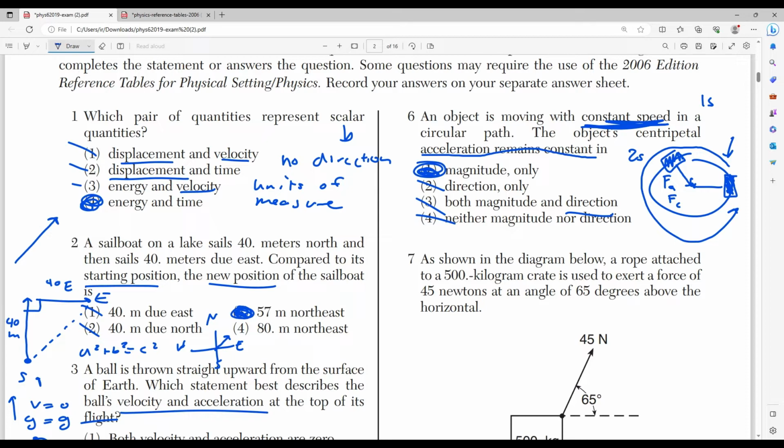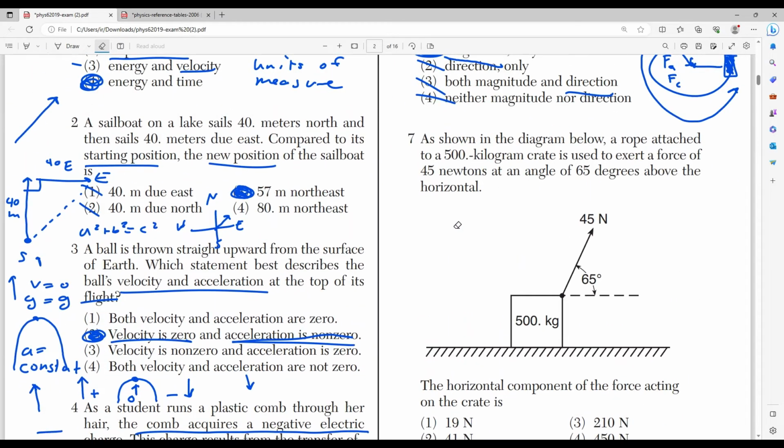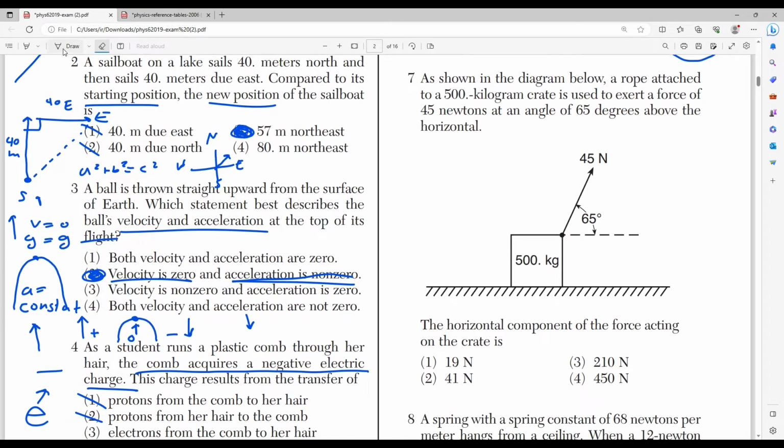But that still doesn't exclude it from having direction. So the direction of the acceleration is always going to be changing, but the value of it is not. It is going to stay the same. And magnitude is another word for value. So that's all.